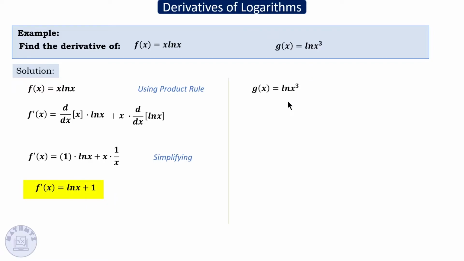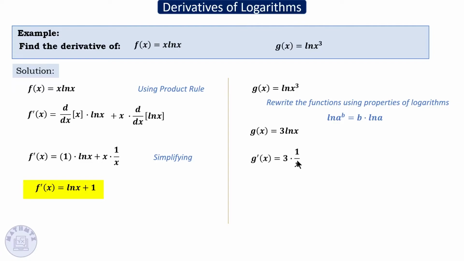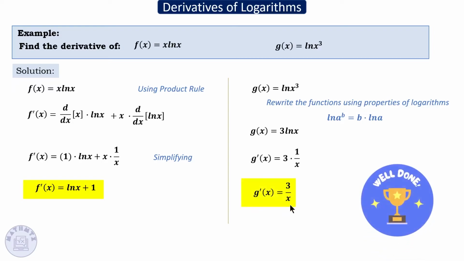For the second question, we have ln of f of x, and according to the property of logarithms, we can just take the power and multiply it with the ln. All right, so this will be 3 ln of x, and we know that the derivative of ln of x is 1 over x, and this will be our final answer.